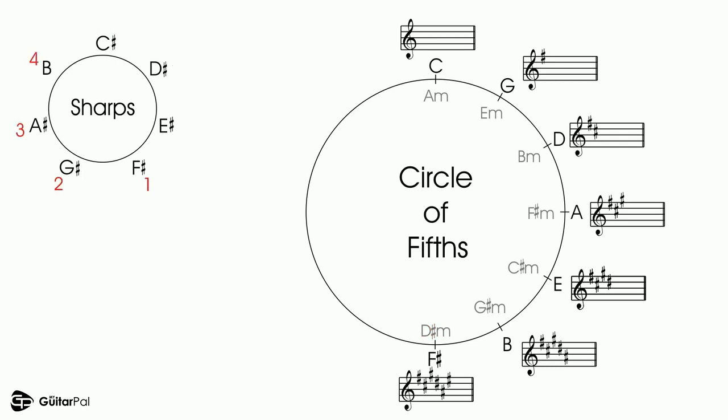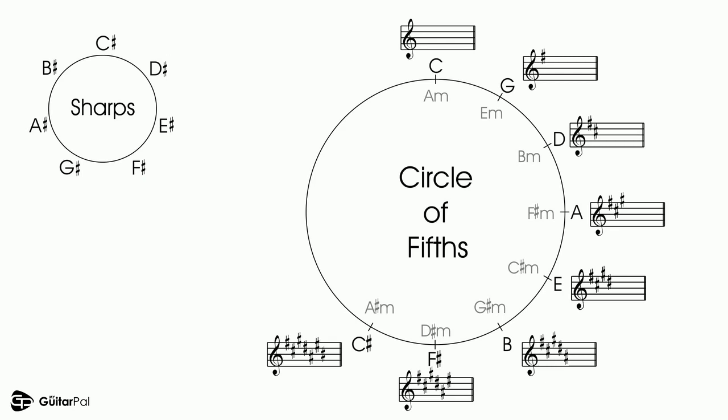5 up from F sharp is C sharp. 7 up or 1 back from C sharp is B. Raise B to B sharp. The key signature for C sharp major has 7 sharps: F sharp, C sharp, G sharp, D sharp, A sharp, E sharp, and B sharp. 6 up from C sharp, the relative minor of C sharp major is A sharp minor.